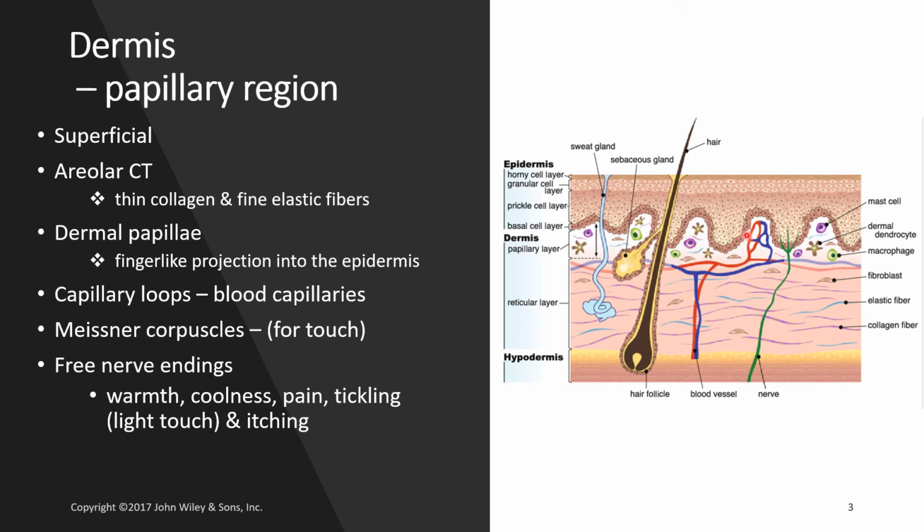But basically, this is where we're going to be sensing things like warmth and coolness with temperature, pain, tickling, light touch, and itching. All of that is going to be in this papillary region from all these different types of nerve endings. And the nerve, you can see, comes up into the epithelium just a little bit here. Not very far where everything is dead, but we have a little bit of nerve, but no blood supply up there.